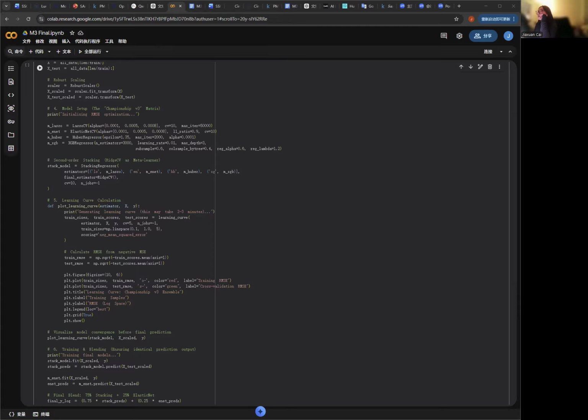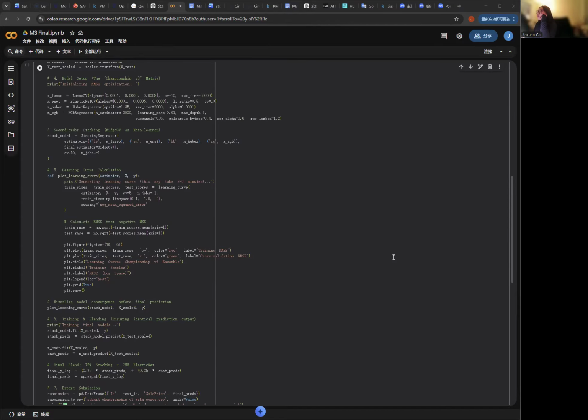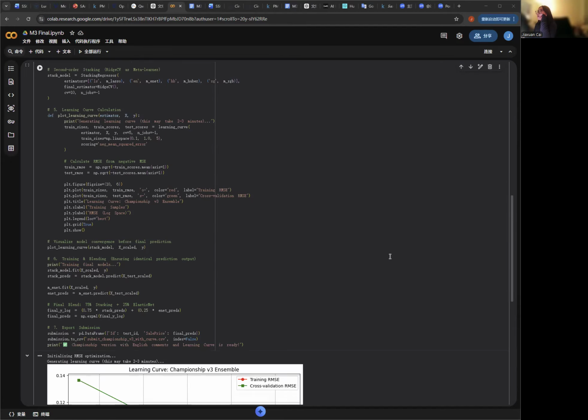To assess model fit, we deploy a learning curve using cross-validation. The learning curve shows the train RMSE and the validation RMSE at different training sizes. We observe that as training size increases, validation error decreases and the gap between training and validation error narrows. This indicates the model is not strongly overfitting.